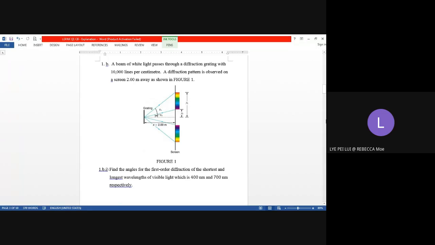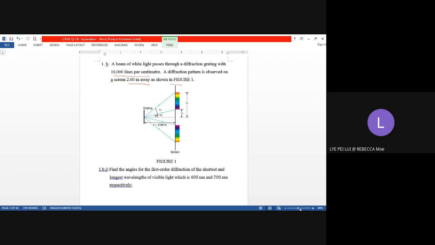Okay, we proceed to 1b. Look at 1b here. A beam of white light passes through a diffraction grating with 10,000 lines per cm. A diffraction pattern is observed on the screen 2 meters away, as shown in figure 1. Okay, this one is the figure 1. So look at the figure.